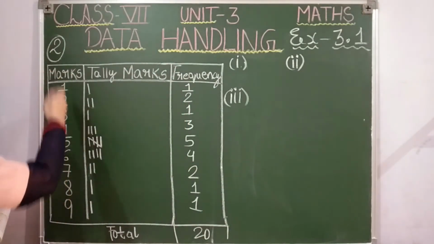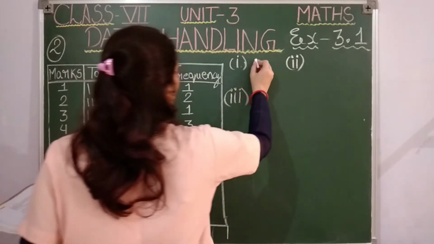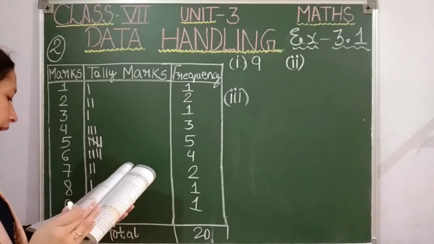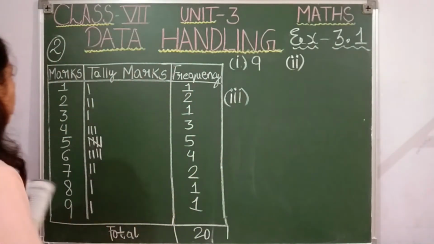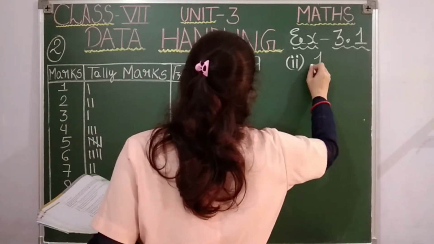Which mark here is the highest? It is 9. So simply for the first answer it is 9. 9 is the highest number. Second point, which number is the lowest? So students, which number is the lowest here? 1. Let us write here.